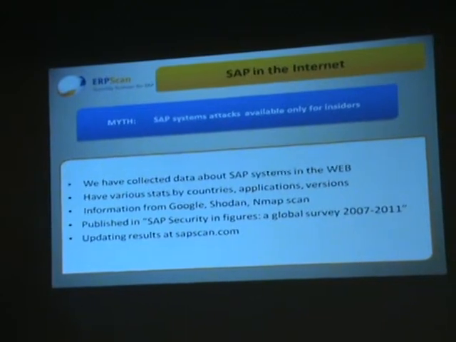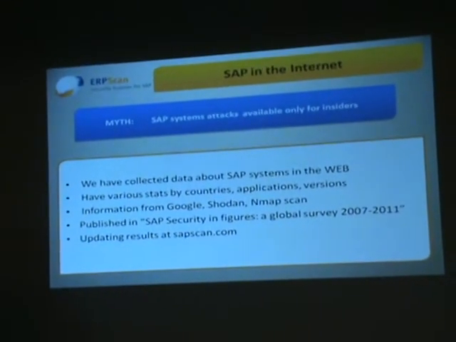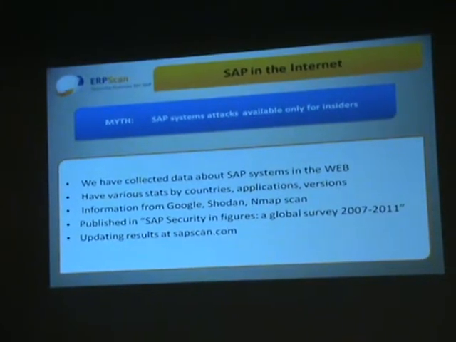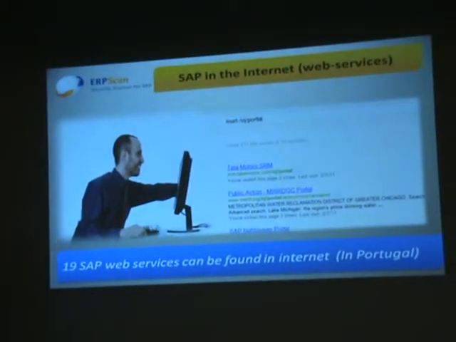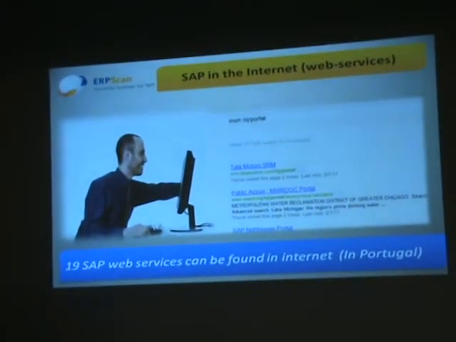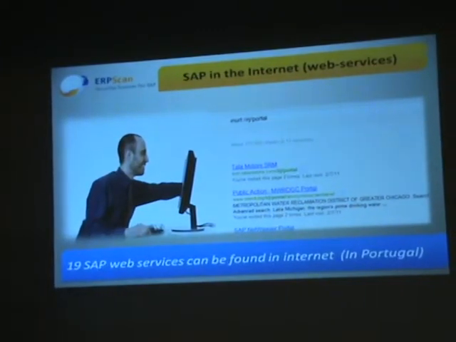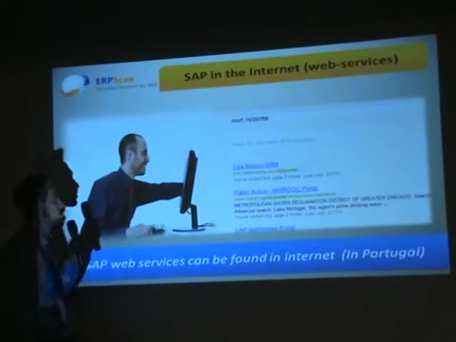It's a big survey, you can read it, and we collected a lot of information about how many SAP services in which country are exposed to the internet, how many of them have vulnerabilities, what kind of versions, etc. Many interesting information. About the web services, it's very easy to find them. You can use Google search strings like inurl portal, and using this string you can find SAP portal systems. So, for example, the SAP portal from Tata Motors, etc.